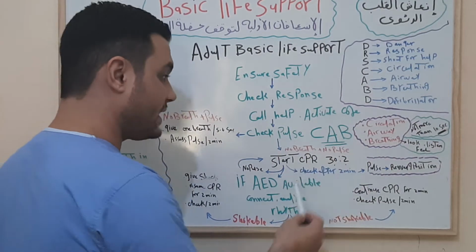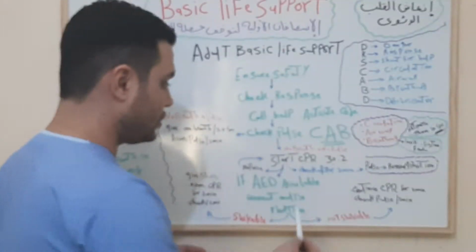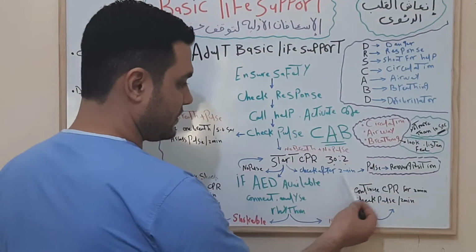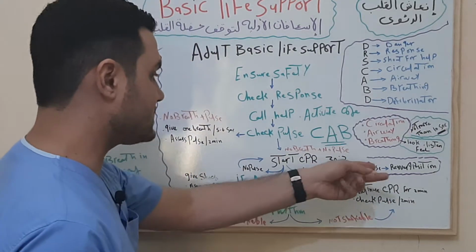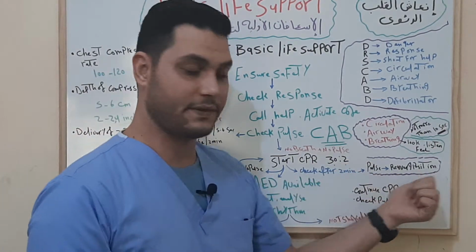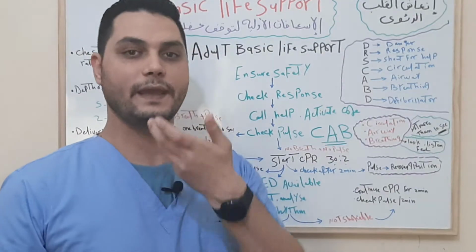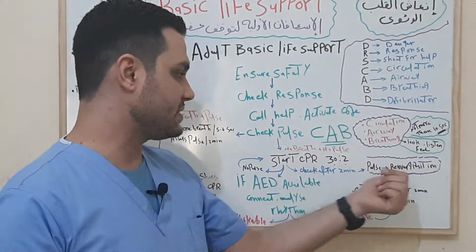After 2 minutes, or after 5 cycles, you will check the pulse, whether there is a pulse or not. If the patient gains a pulse again, you will put the patient in the recovery position.